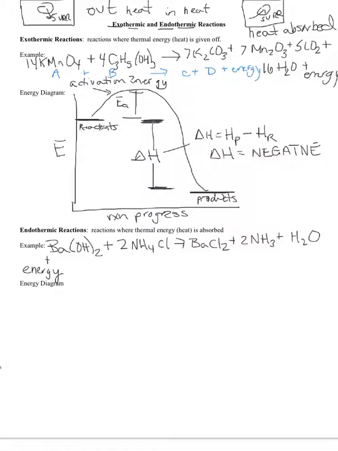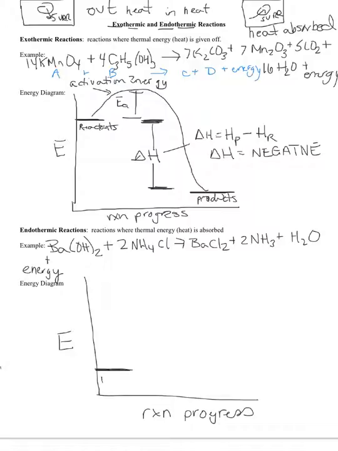So let's graph this and see what similarities we notice between exothermic and endothermic, and what things are different. Just like before, you're going to label your x and y axes. They're exactly the same: energy on the y, reaction progress on the x. This time our reactants are down here to start, and when we finish, we're going to finish up here with our products. So our graph's going to go like that.